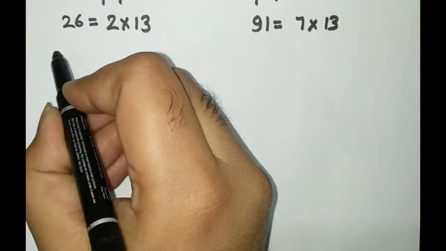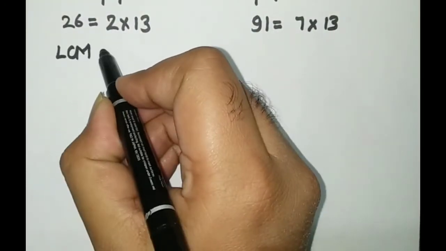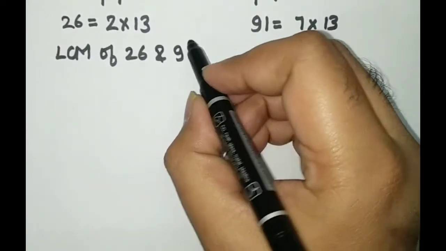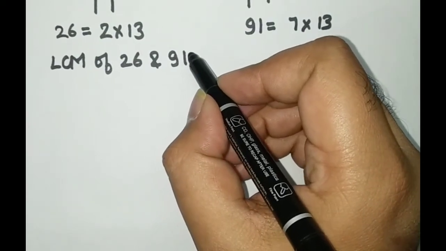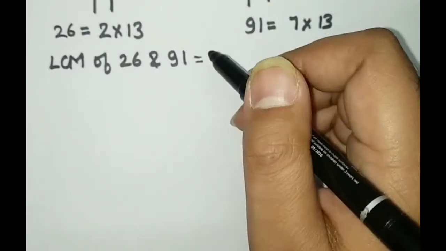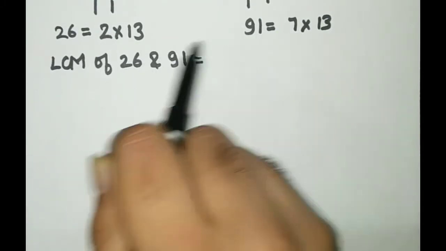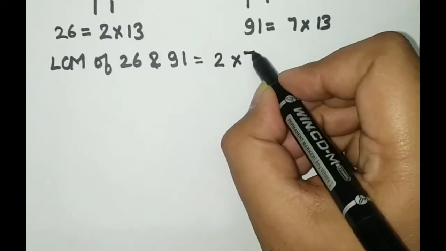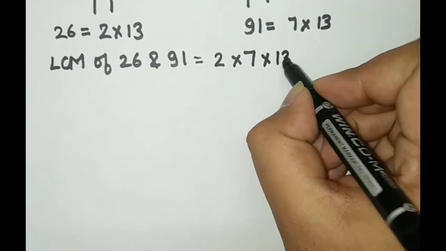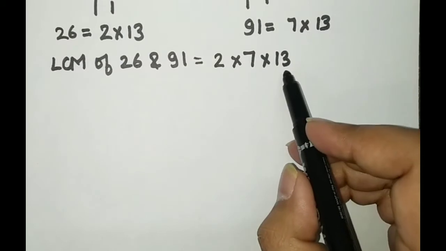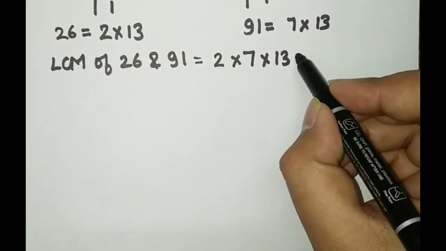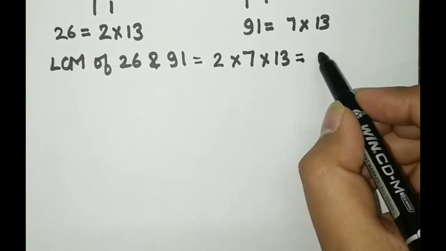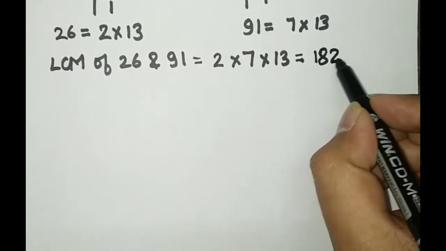To find out the LCM of 26 and 91 together, we will multiply prime factors of both these numbers. 2 multiply by 7 multiply by 13. We will take 13 only one time. So the LCM will be the multiplication of these three numbers, which will come to 182.